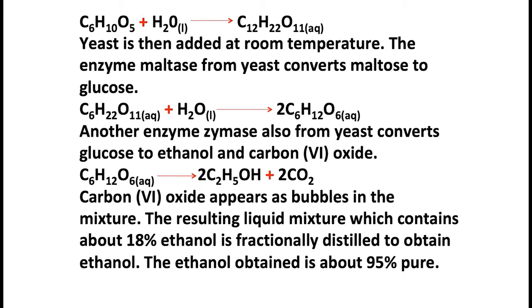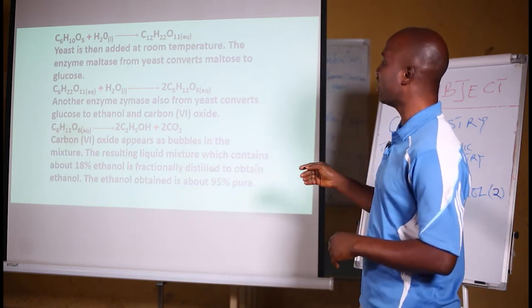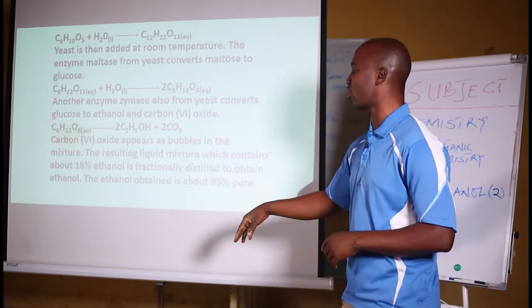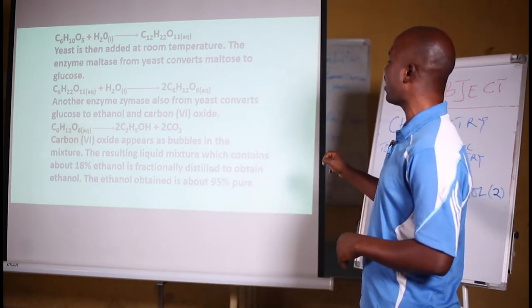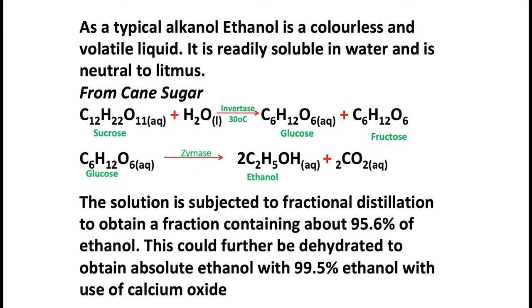Now, the carbon dioxide appears as bubbles in the mixture. The resulting liquid mixture, which contains about 18% ethanol, is fractionally distilled to obtain ethanol. The ethanol obtained is about 95% pure at that process. Now, you can also get it typically from sugarcane, but look at it. A typical alkanol, ethanol, is a colorless liquid and volatile. It is readily soluble in water and is neutral to litmus. You get to find out why ethanol is soluble in water as we proceed.